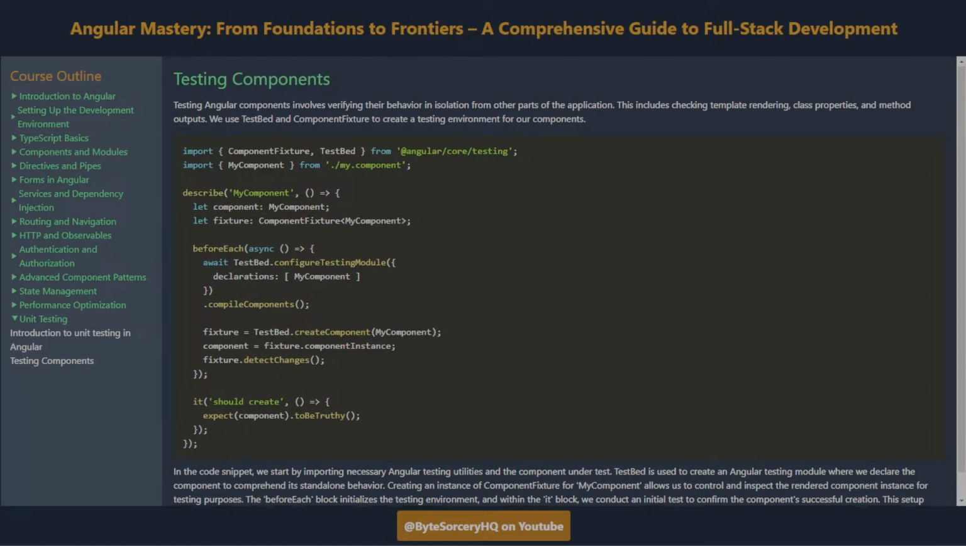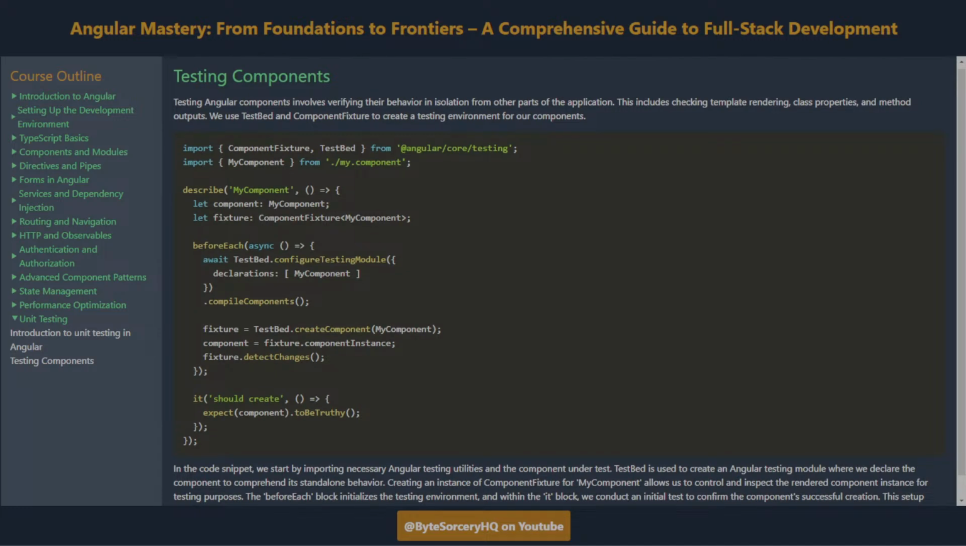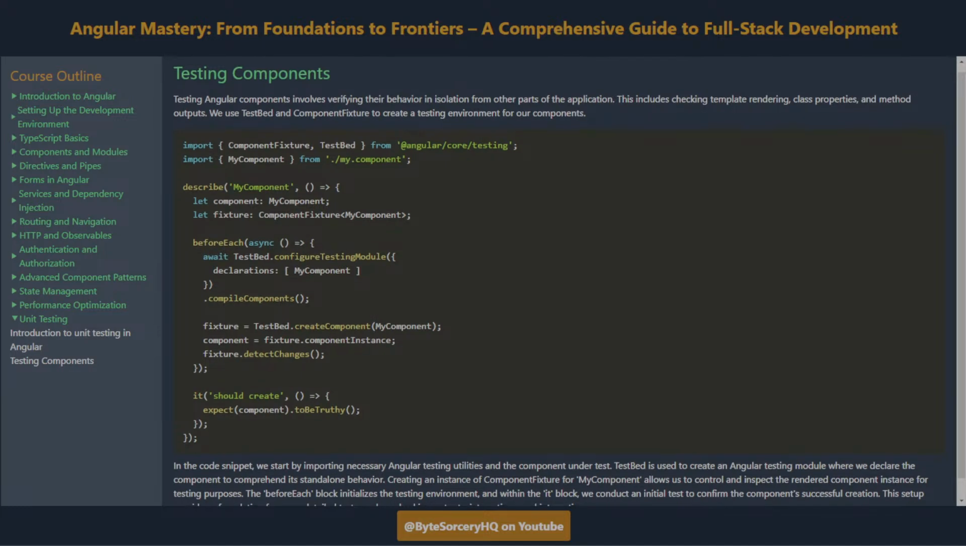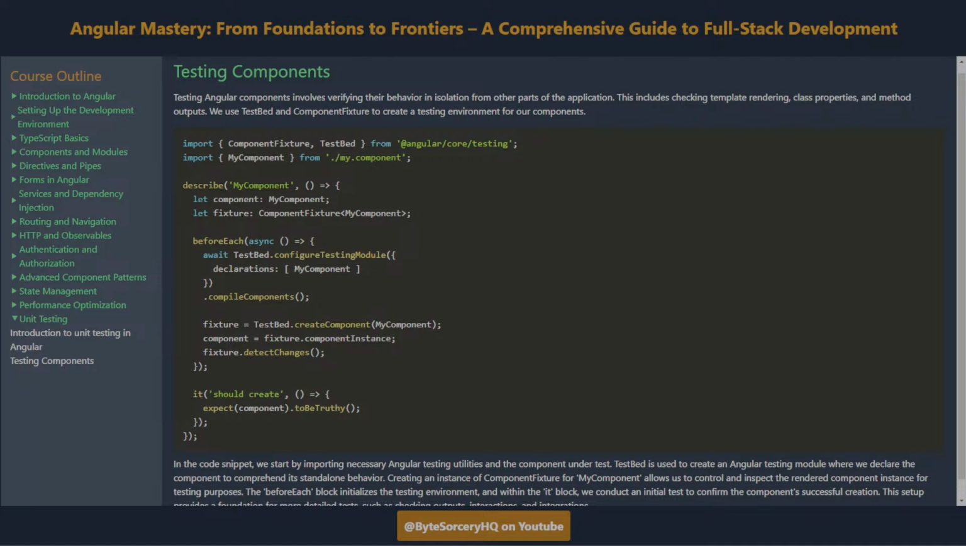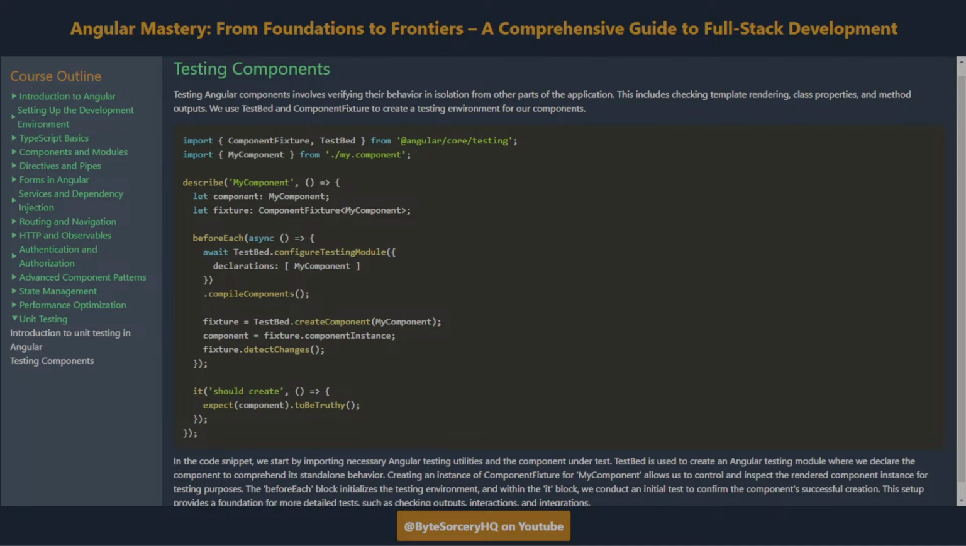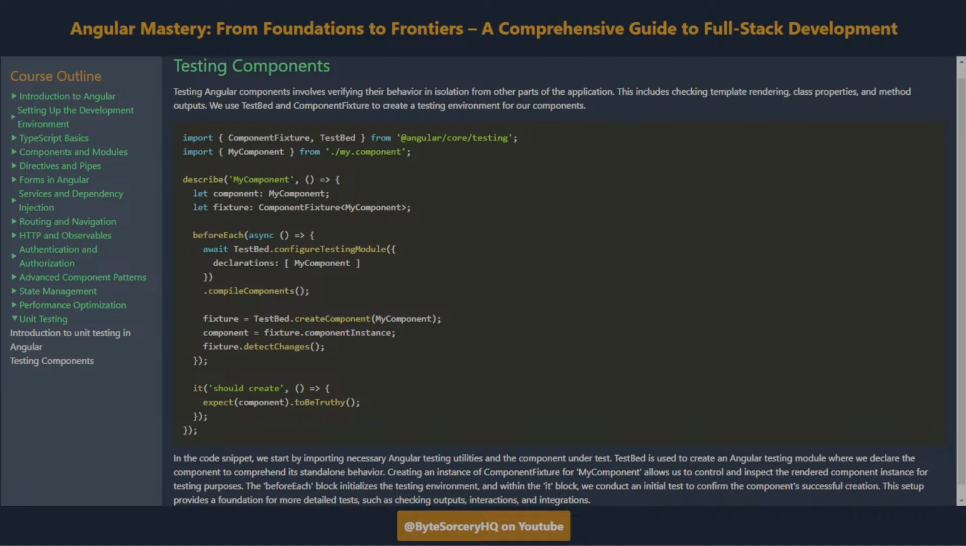Testing components. Testing Angular components involves verifying their behavior in isolation from other parts of the application. This includes checking template rendering, class properties, and method outputs. We use TestBed and ComponentFixture to create a testing environment for our components. In the code snippet, we start by importing necessary Angular testing utilities and the component under test. TestBed is used to create an Angular testing module where we declare the component to comprehend its standalone behavior.